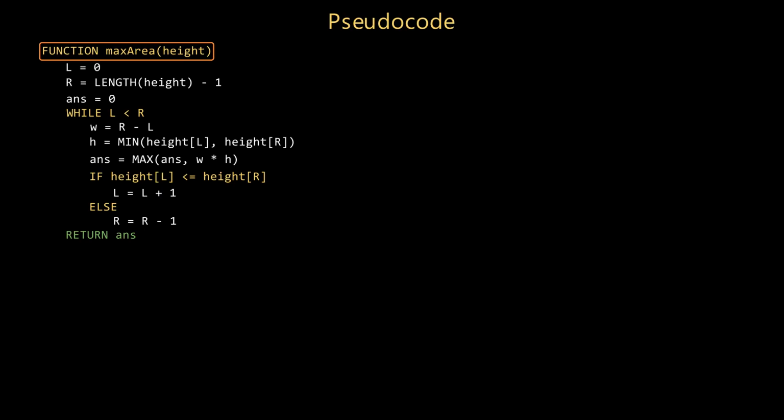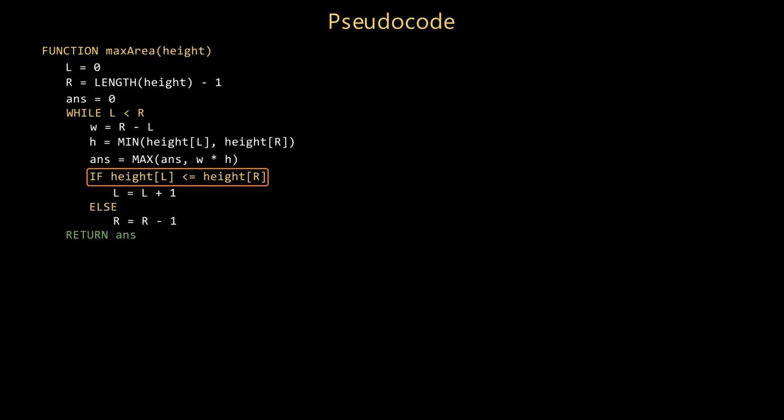Define max area as a function of the height array. Set L to index 0 on the left. Set R to the last index on the right. Initialize the best answer to 0. Loop while L stays strictly less than R. Compute the current width as R minus L. Water height is the minimum of the two wall heights at L and R. Update the answer with the maximum of the old answer and width times height.